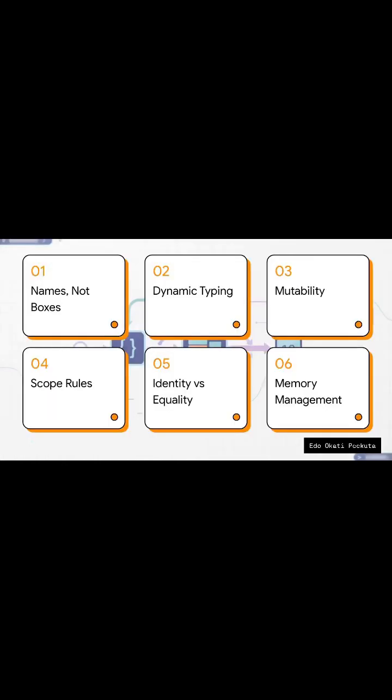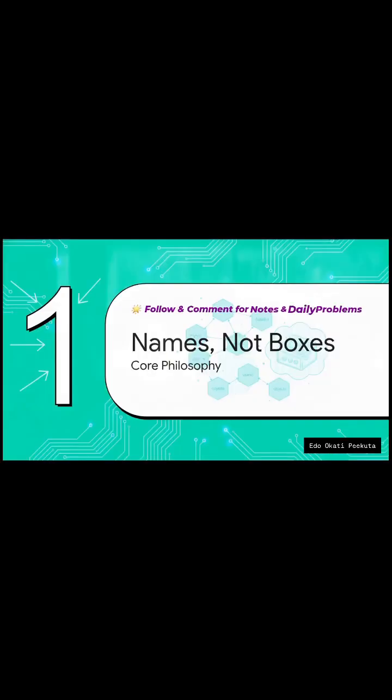Okay, let's dive into this. Here's our roadmap for today. First, names, not labeled boxes. Then, dynamic typing, mutability, scope rules, identity versus equality, and finally, memory management. We're taking a sequential journey from high-level coding philosophy straight down to low-level memory mechanics. Let's get started. All right, section 1, names, not labeled boxes.